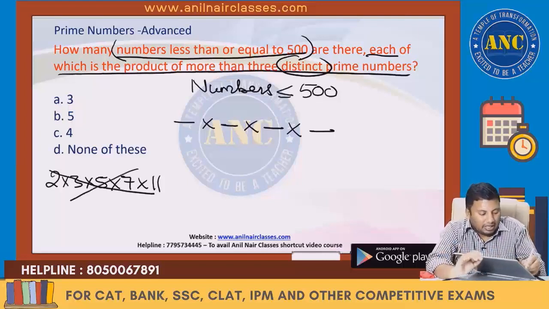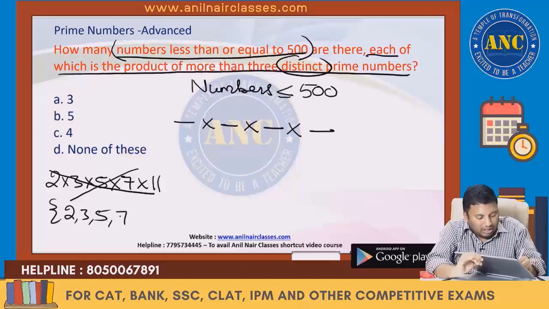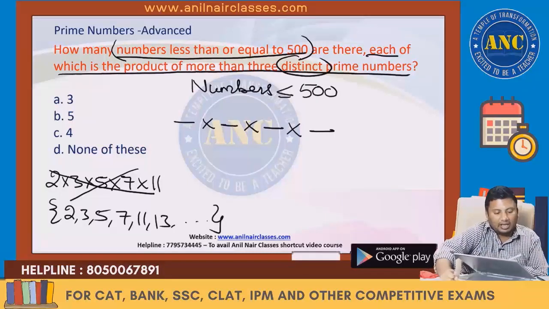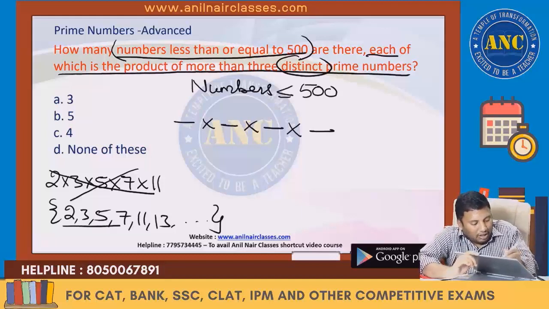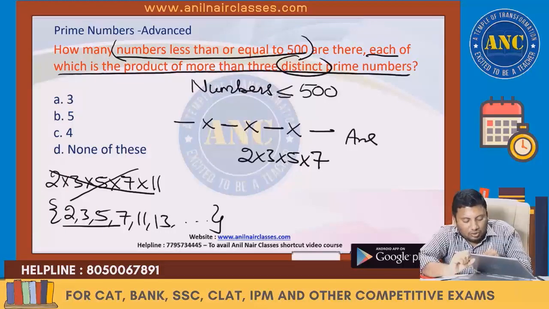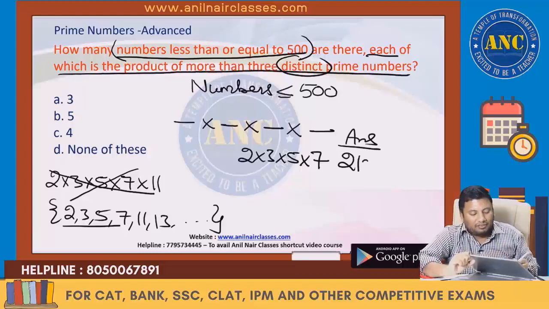4 can be taken. The prime number set is 2, 3, 5, 7, 11, 13 and so on. Numbers should be less than or equivalent to 500. So take 4 numbers, 2 into 3 into 5 into 7. 2 3s are 6, 6 5s are 30, 30 7s are 210. Answer is 210. 210 is less than 500.